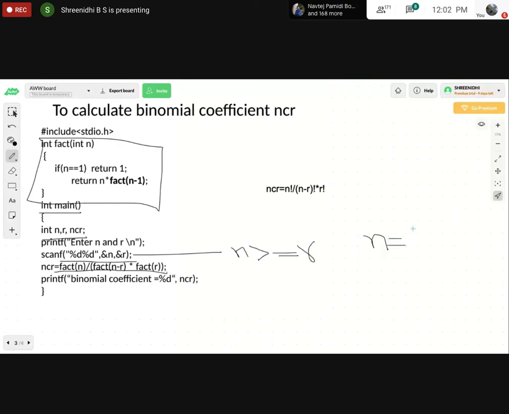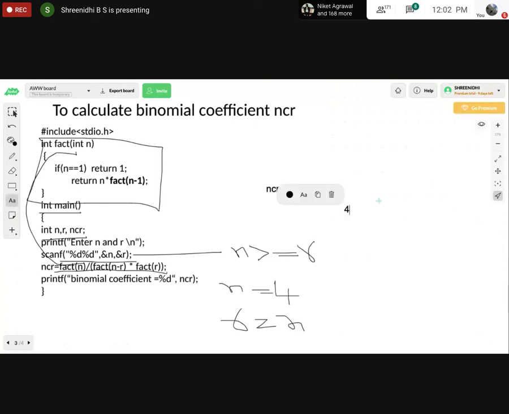N value as 4. So my r value will be 2. Now I'll call the function. So fact of n is fact of 4. First I have to calculate my fact of n. So what will be the fact of n? It's 4 factorial. If I solve this, it's 4 into 3 into 2 into 1.